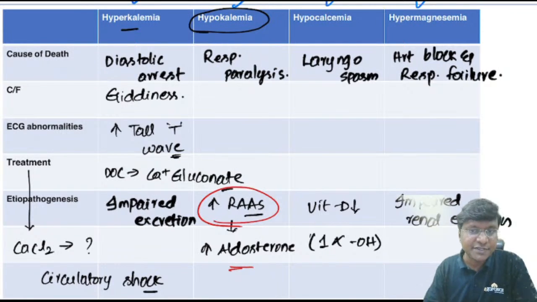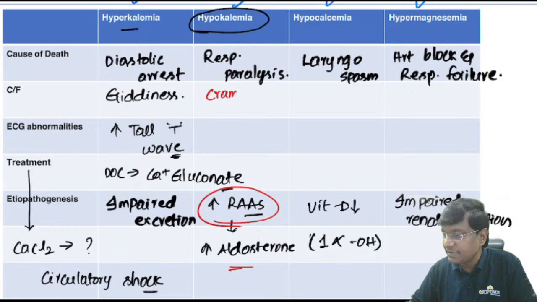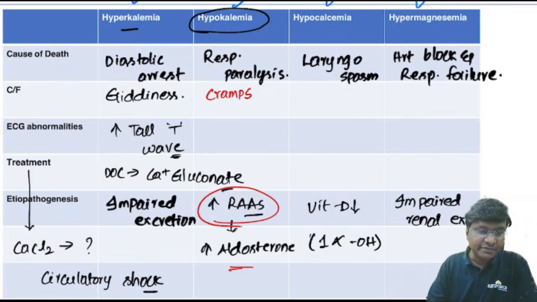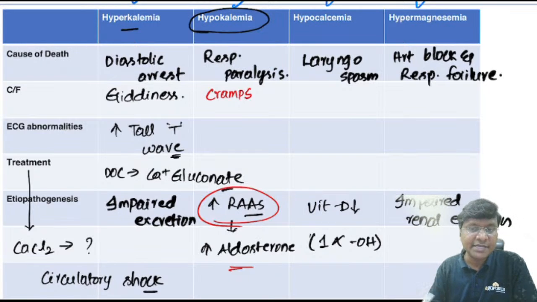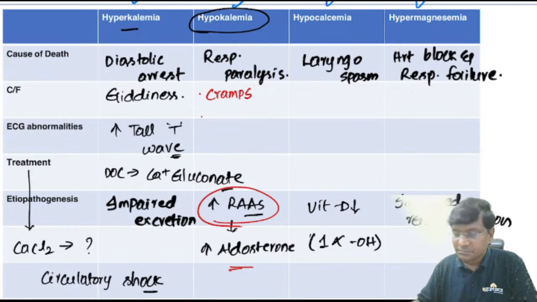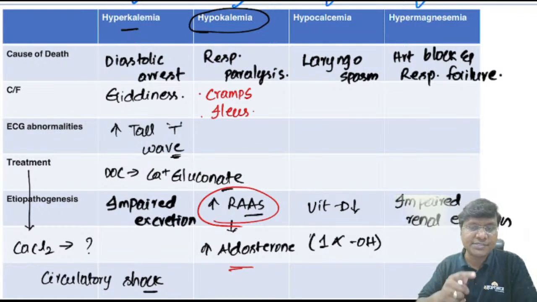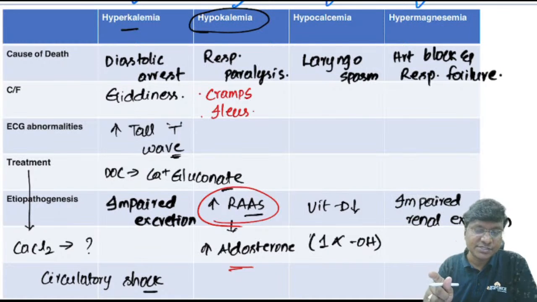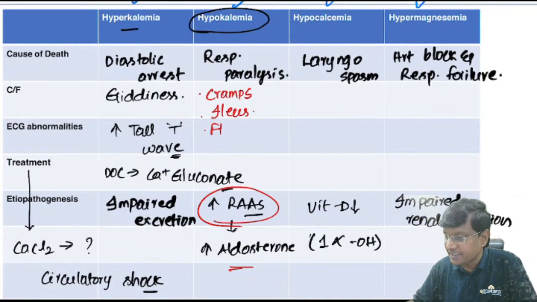Now, what will be the clinical features in patients with hypokalemia? If the question is asked, what is the earliest manifestation in hypokalemia, that will be development of muscle cramps. The other important features of hypokalemia: gastrointestinal motility will be reduced, so the patient will present with ileus. The other important feature is that they will develop respiratory muscle paralysis. They will have flaccid paralysis of the respiratory muscles.